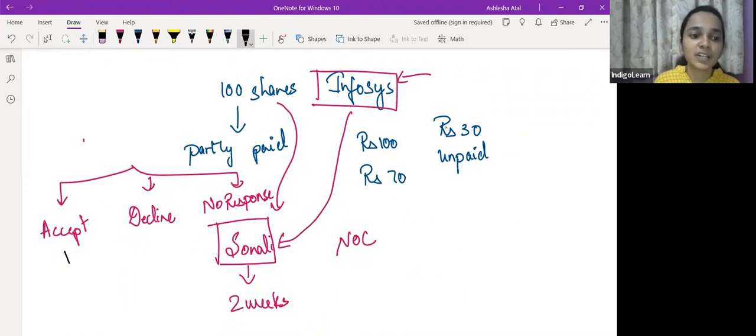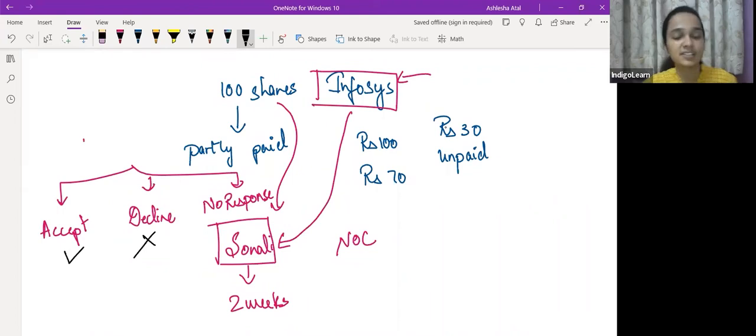Accept कर लिया तो फिर company will register the transfer. Decline कर दिया, company will not register the transfer. But what if there is no response from the transferee? What do you think will happen? Transferee did not respond to the company's notice with the no objection. So what do you think will happen? Company register करेगी transfer या फिर नहीं register करेगी? What do you think? Not register?